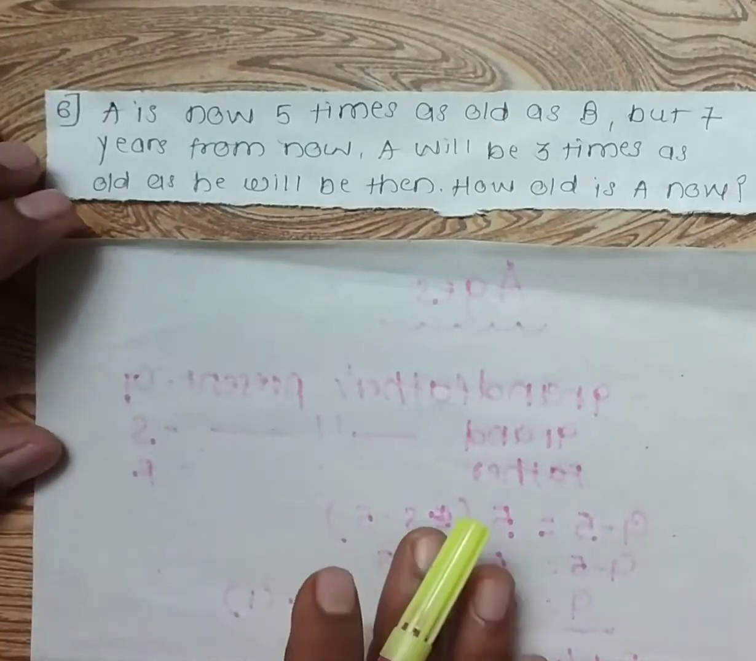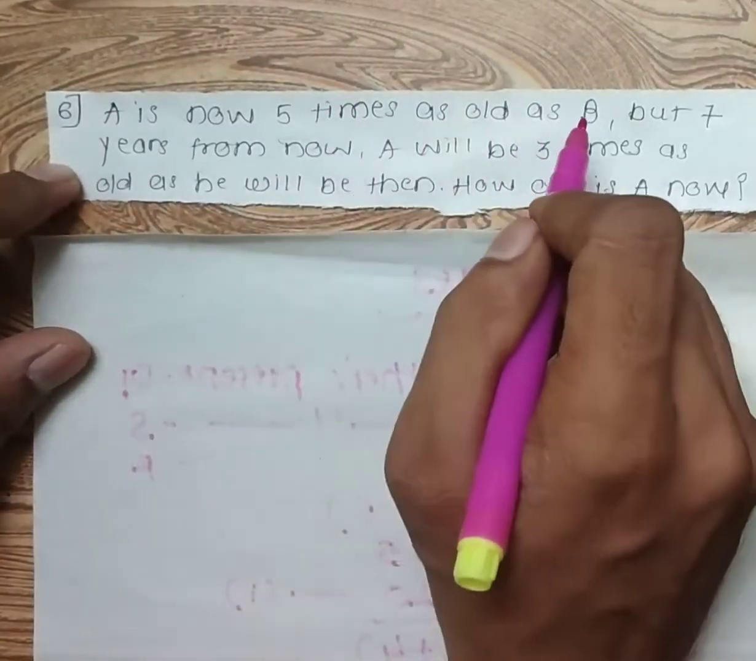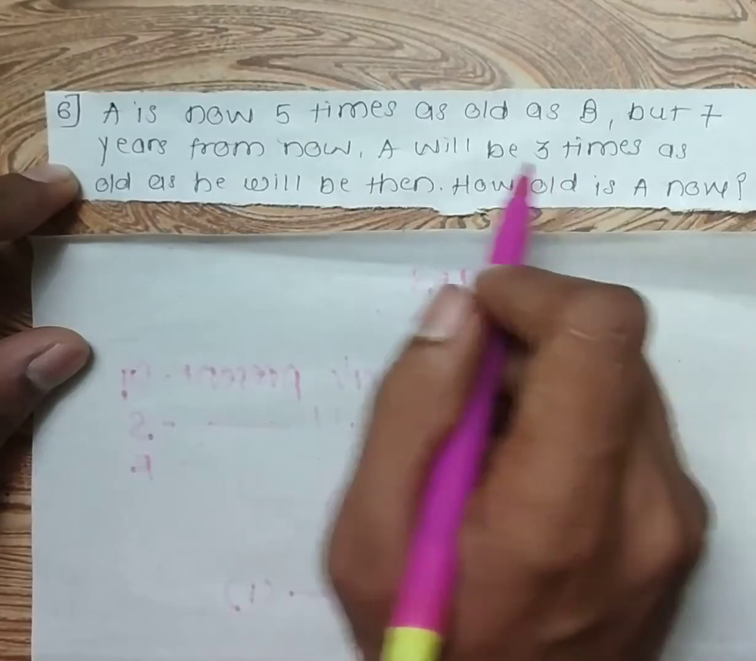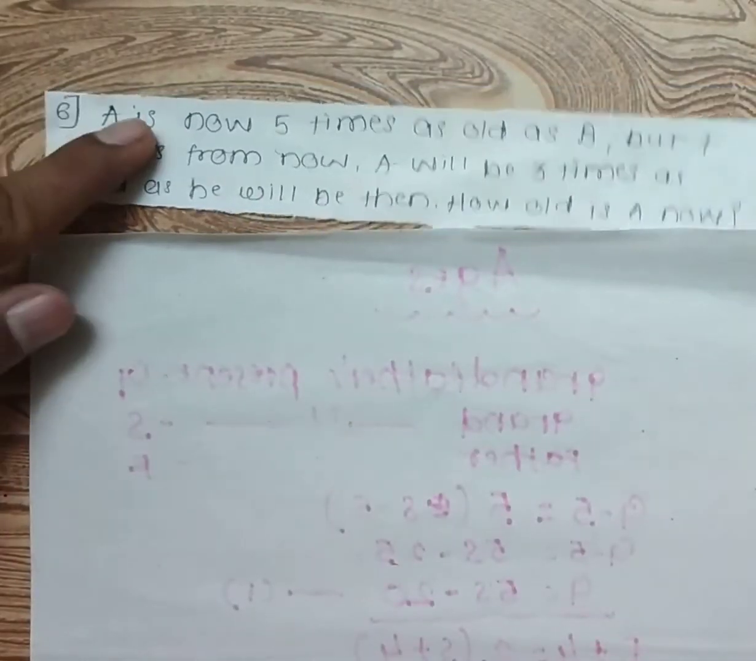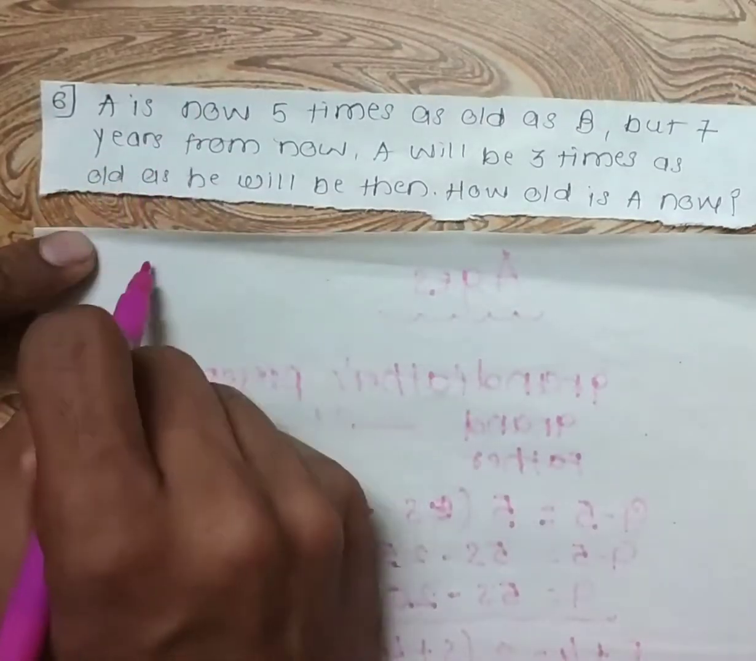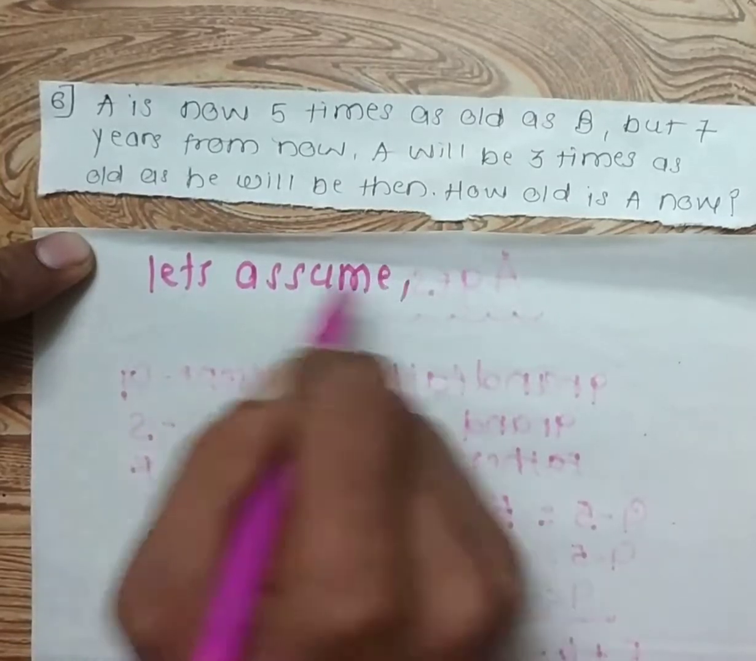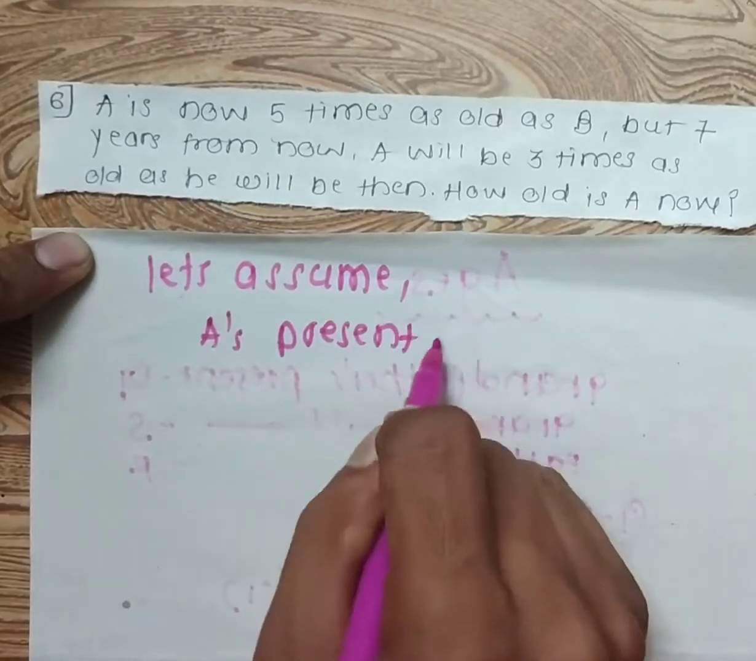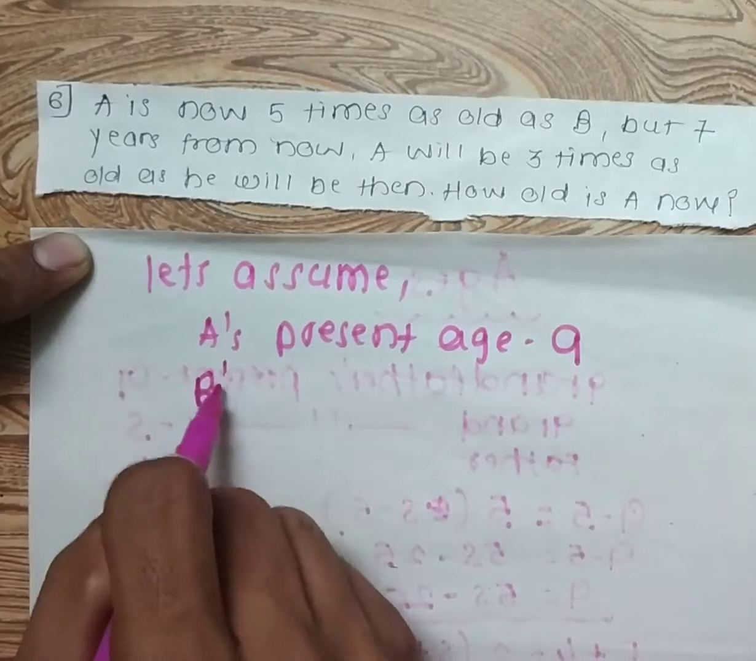Now the next question is: A is now 5 times as old as B, but 7 years from now A will be 3 times as old as B will be. Then how old is A now? We don't know the ages of A and B here. We just have to assume. Let's assume A's present age is A.